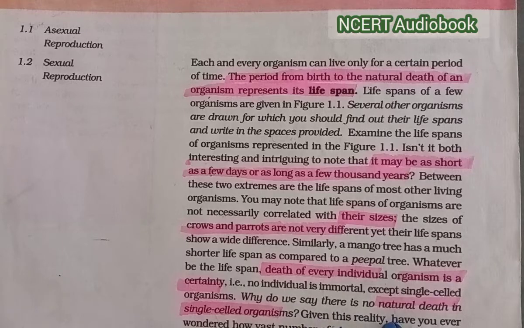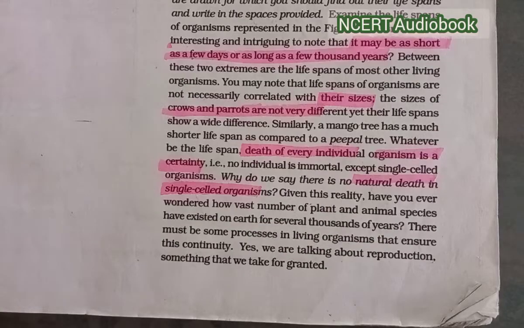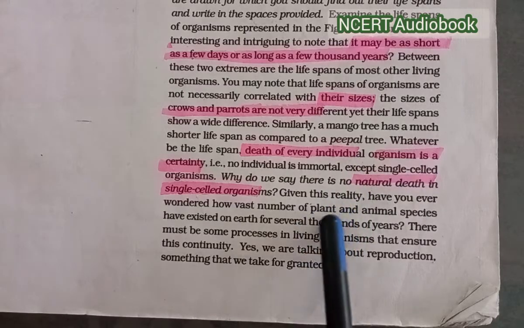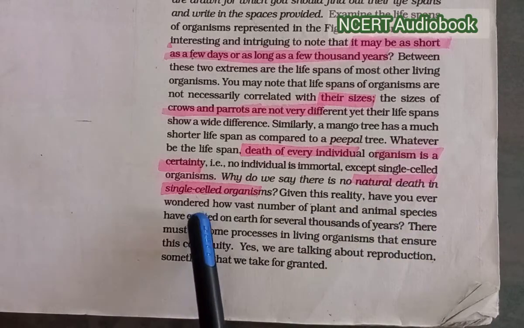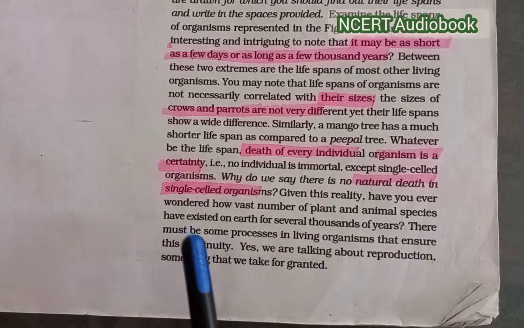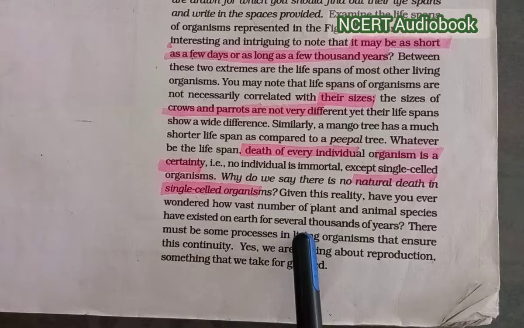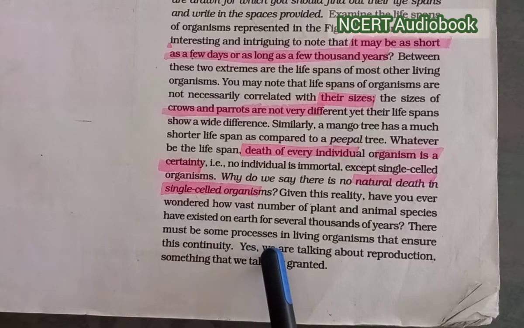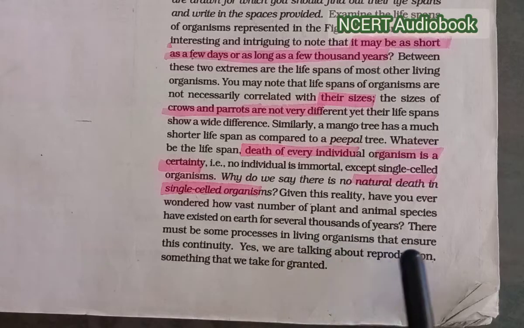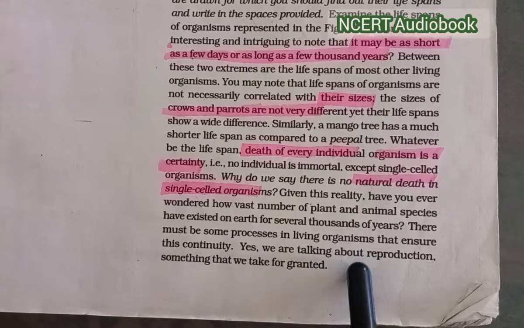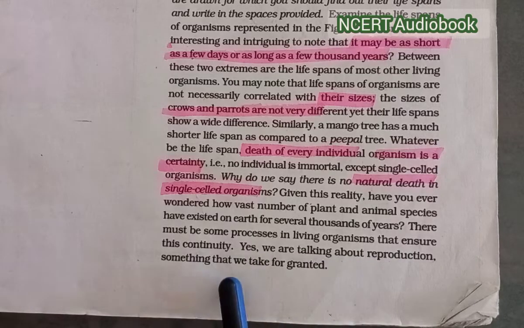Given this reality, have you ever wondered how vast number of plant and animal species have existed on earth for several thousands of years? There must be some processes in living organisms that ensure this continuity. Yes, we are talking about reproduction, something that we take for granted.